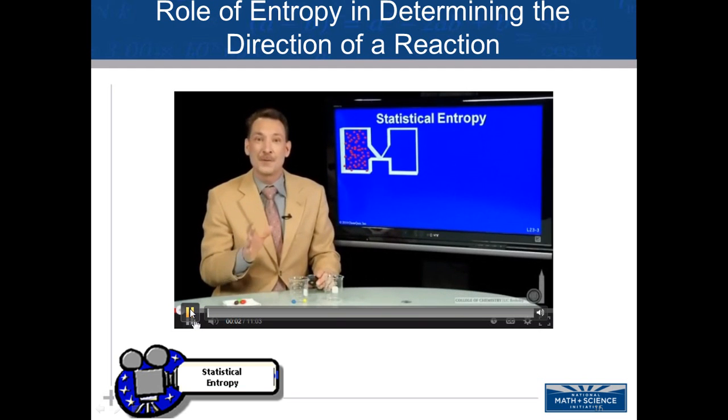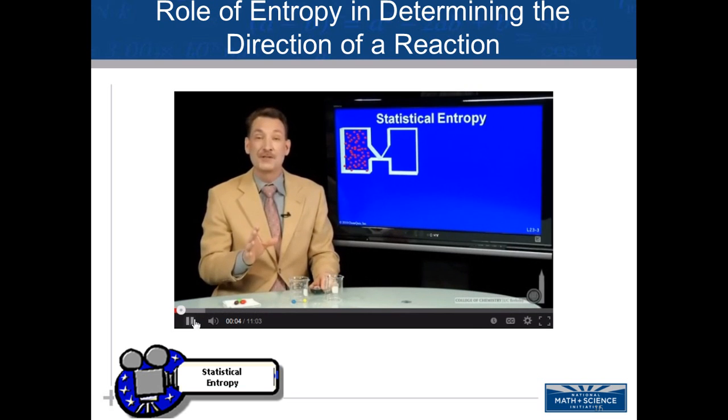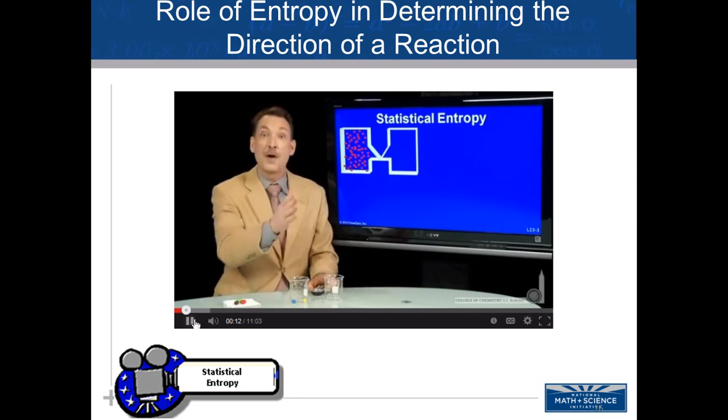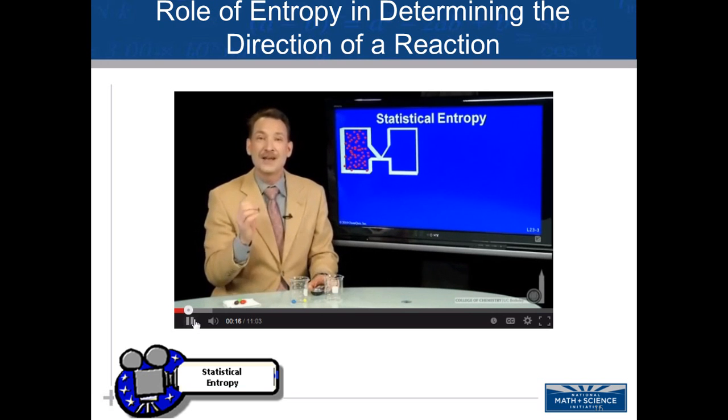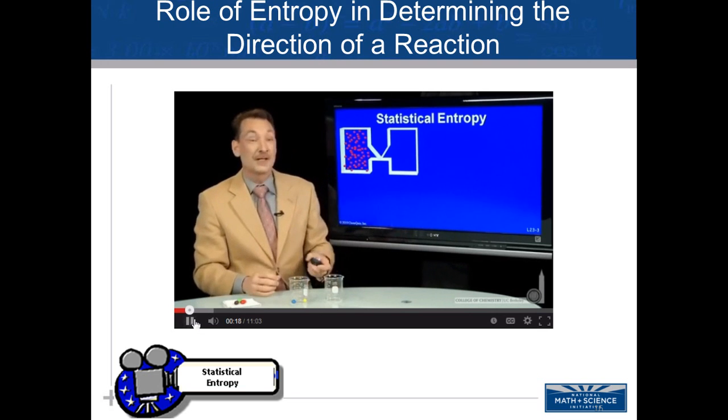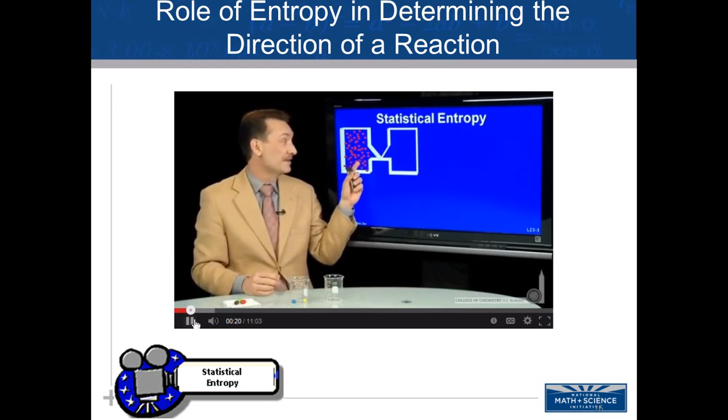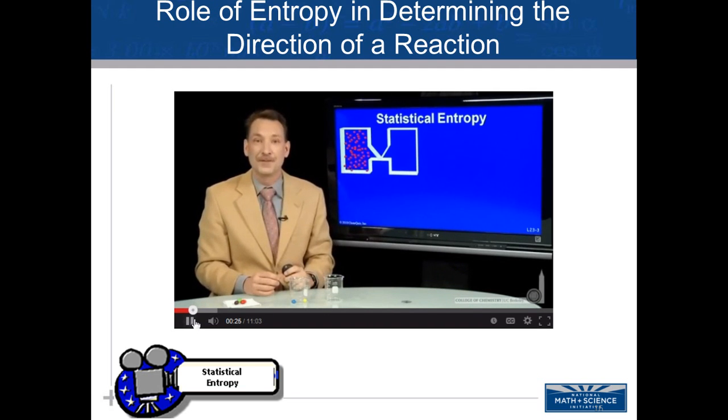What we're looking for is a thermodynamic parameter that will predict the direction of physical processes and chemical reactions. We know enthalpy isn't sufficient. Reactions can go with releasing energy and absorbing energy. So we need another parameter. Well, let's look at this physical process. This is a gas, and we're going to let it expand into a vacuum.